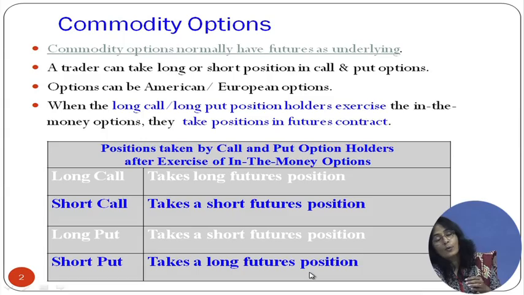So, once the option contract expires, nobody will be holding an option contract. Long call, short call, long put, short put position holders now will have either long futures or short futures, depending upon what position they had earlier taken.